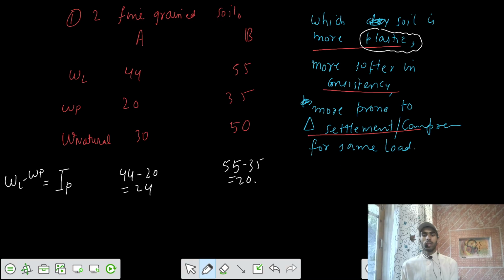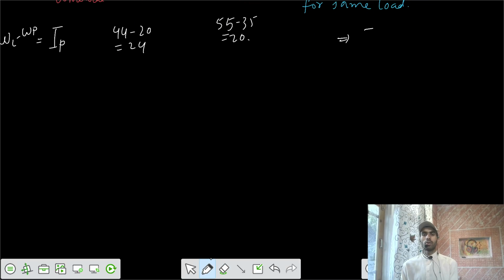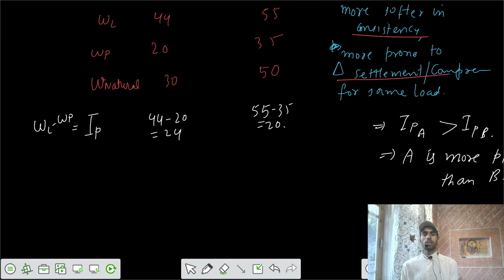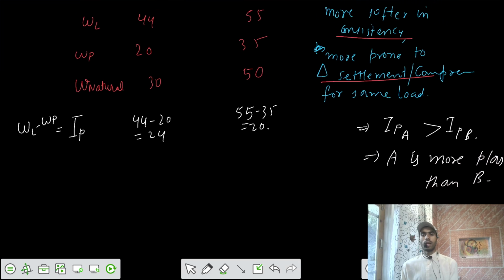Now we can conclude that the IP value for soil A is greater than the IP value for soil B. That means soil A is more plastic than soil B. Can we say that? Okay, go to the second part, that's consistency, softness and consistency.